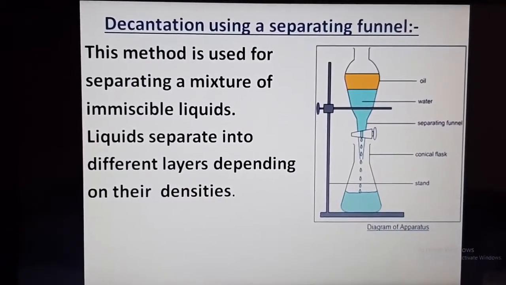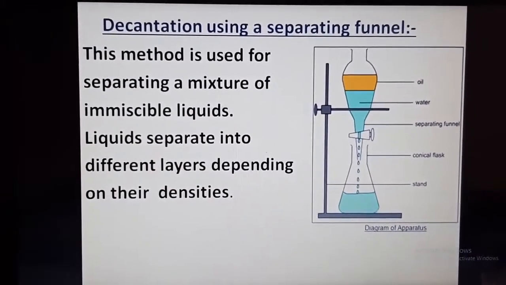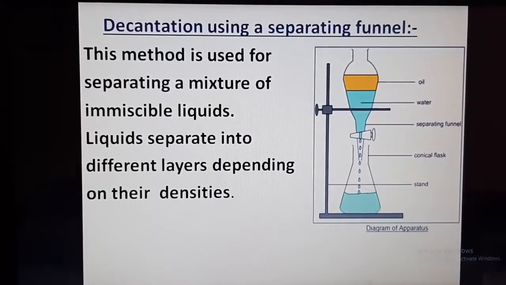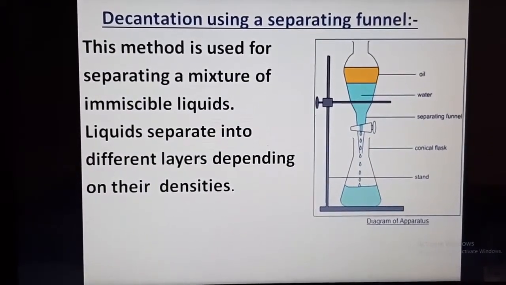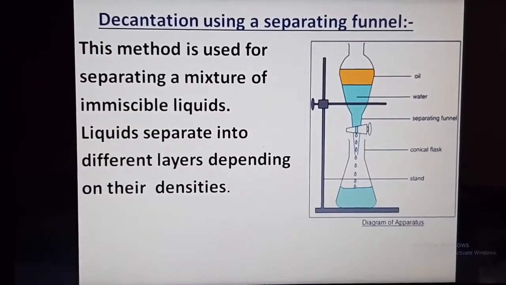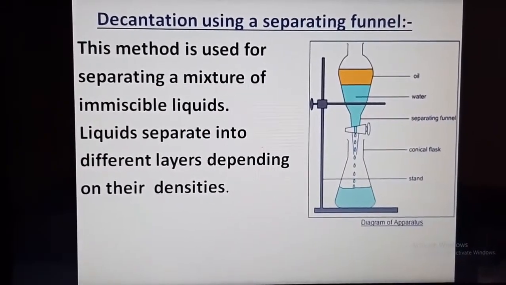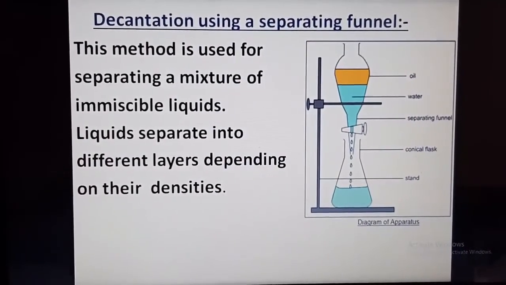Now the third process is decantation. Decantation using a separating funnel. What is the principle behind it? This method is used for separating a mixture of immiscible liquids. Now what do you mean by immiscible liquids? Immiscible liquids are those liquids which do not get mixed with each other completely.